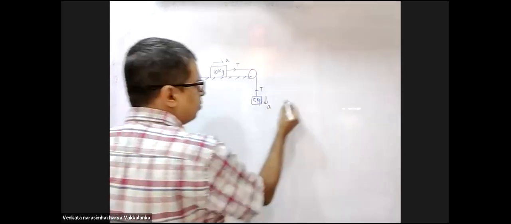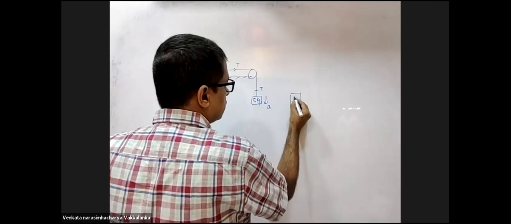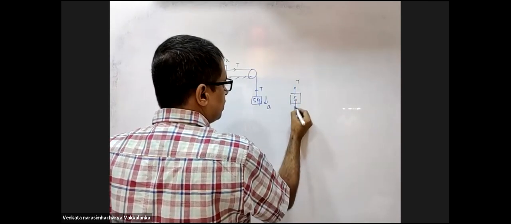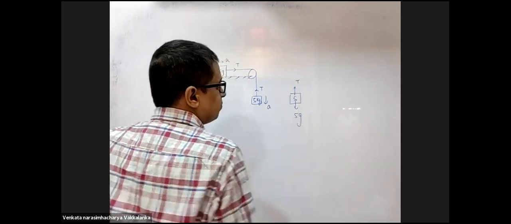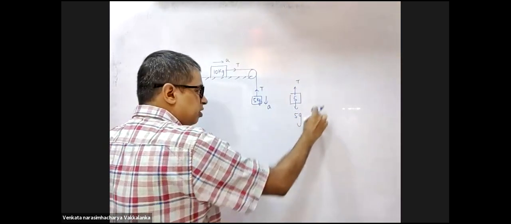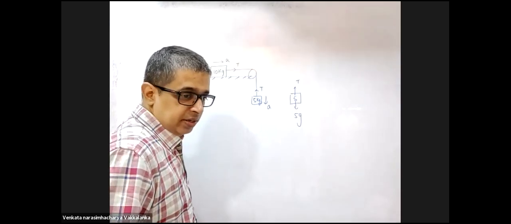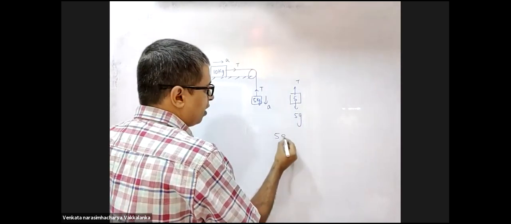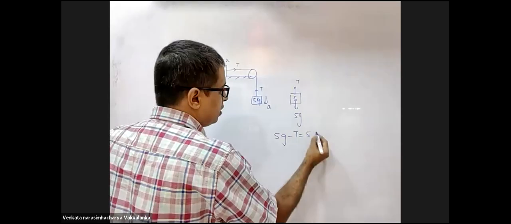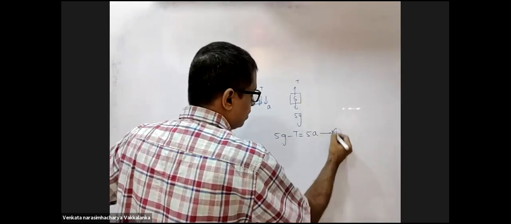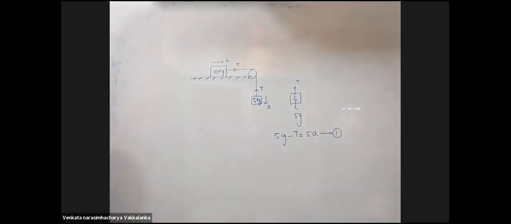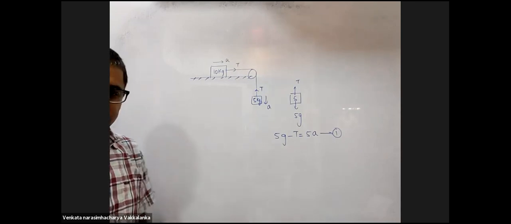Now, what is the free body diagram for this? This is T, this is 5G. Vector summation of all the forces on it is equal to mass into acceleration. 5G minus T is 5 into A. First equation, is it clear to all? Yes, sir.